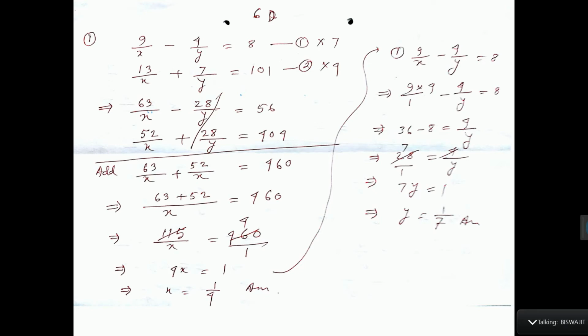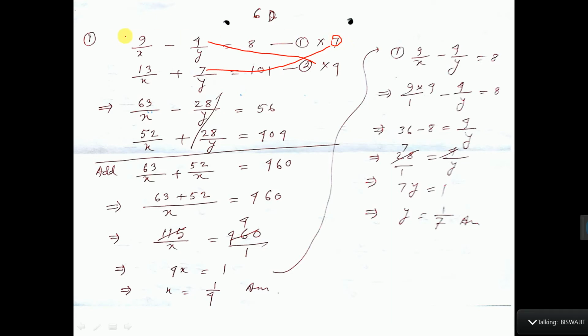How to solve this kind of sum? See, the question is 9 by x minus 4 by y equal to 8, 13 by x plus 7 by y equal to 101. That means the variables are there in the denominator. That's not a problem. It is 7, so multiply the first equation by 7. It is 4, so multiply the second equation by 4. So 7 means this will be multiplied in the numerator, not in the denominator. Denominator will be as it is.